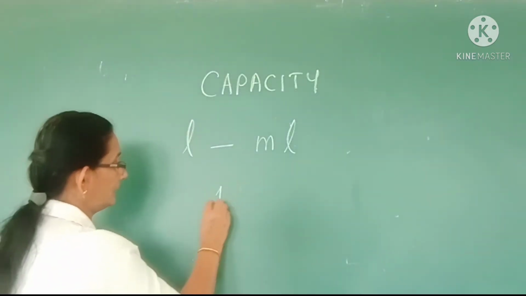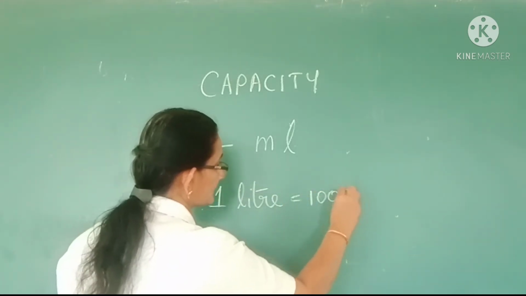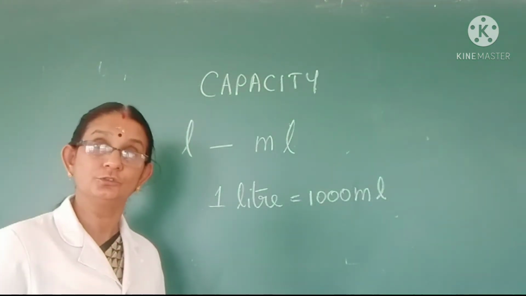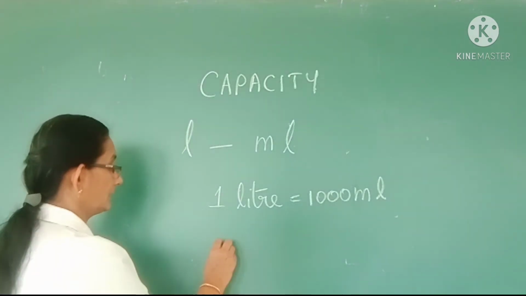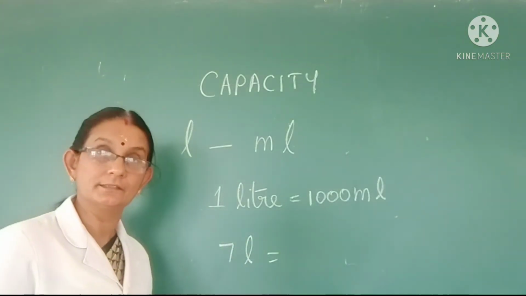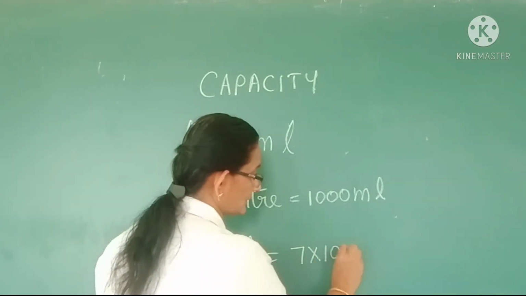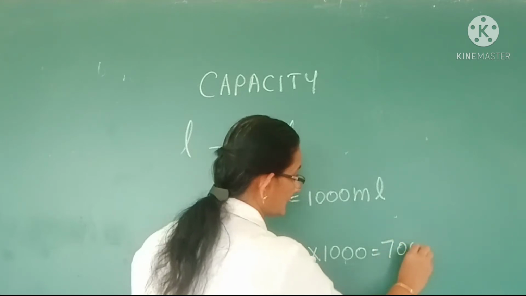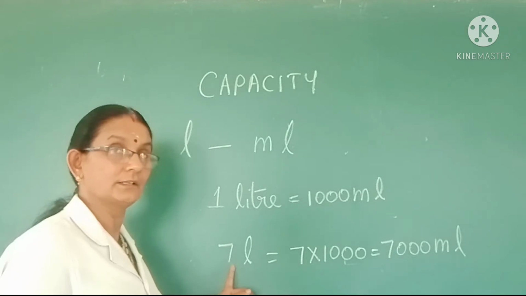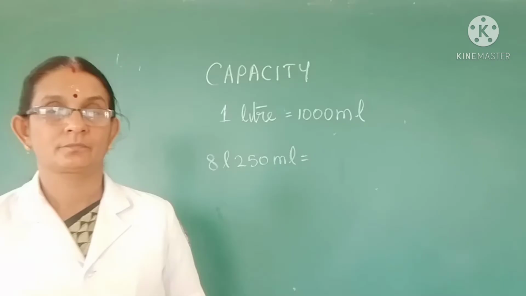And we know 1 liter is equal to 1000 milliliters. So now let us learn how to convert liter into milliliter first. 7 liters. To convert liters into milliliters, we need to multiply with 1000. So 7 into 1000 is equal to 7000 milliliters. So we can convert liter into milliliter by multiplying with 1000.